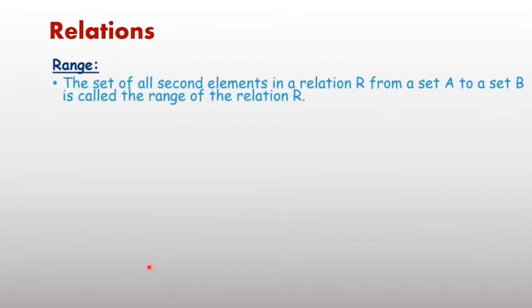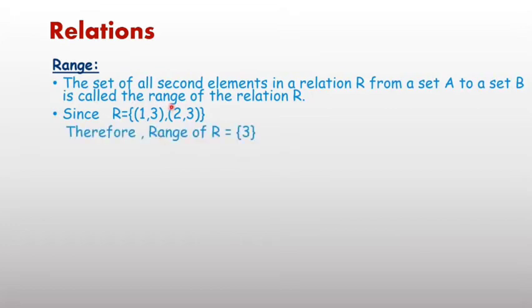Now next, range. The collection of second components of a relation. If relation R is given as {(1, 3), (2, 3)}, then the collection of second components is 3, 3. Since 3 is written 2 times, but as a custom you will write 3 only once in case of a set, the range of R equals {3}.